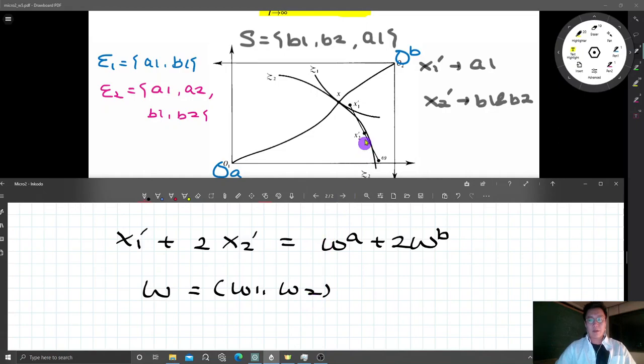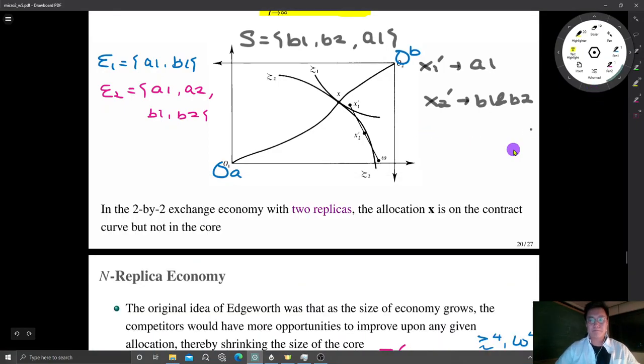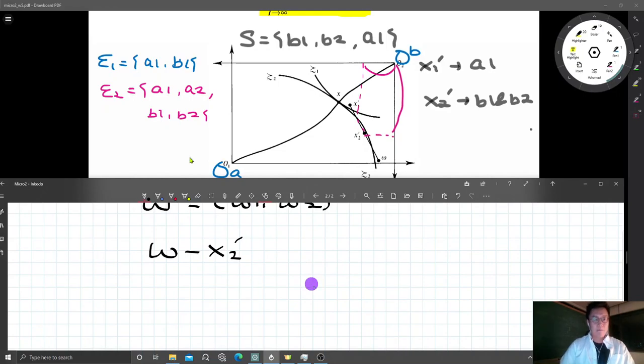Okay? So if we read this point X2 prime with respect to this origin, the origin for type A, that is going to be omega minus X2 prime. Right? Because X2 prime is going to be this coordinate. So in this allocation X2 prime, this amount of good one and this amount of good two will be awarded to type B. So if we read this point using this origin, that's going to be omega minus X2 prime. Once again, that point is defined as the middle point between X1 prime and omega. So we have this relation.